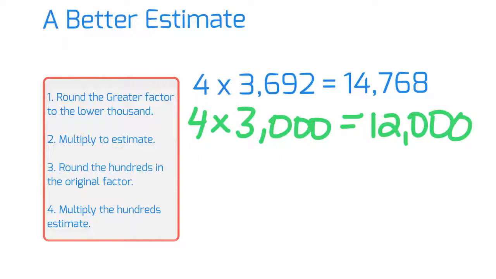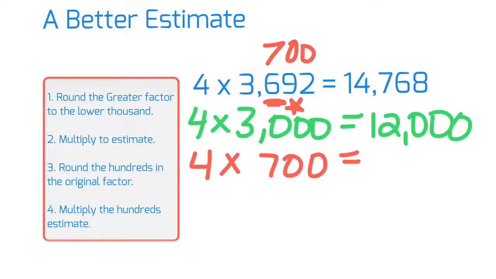Next, the problem asks us to multiply in step 2 to estimate. We did that: 4 times 3,000 gave us 12,000. Step 3 says round the hundreds in the original factor. So I know that I have 692. Now I want to follow my normal rounding rules, and I check next door. It's a 9. 5, 6, 7, 8, 9 tells me to climb. So instead of staying at 600, I want to round up to 700. So this becomes 4 times 700, which equals 28, plus I'll add the 2 zeros.